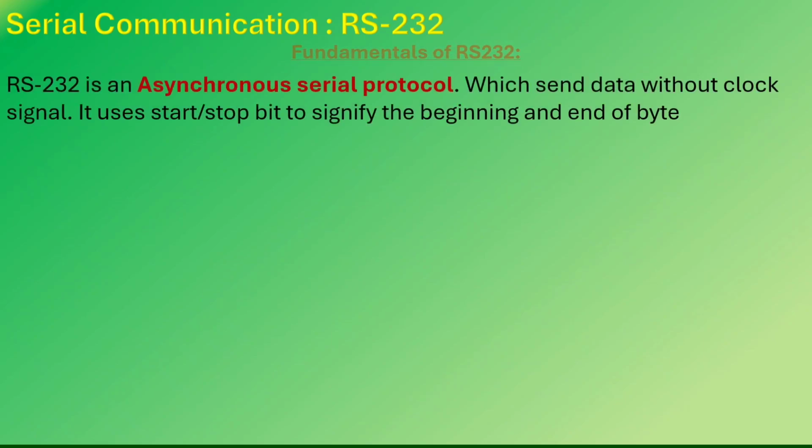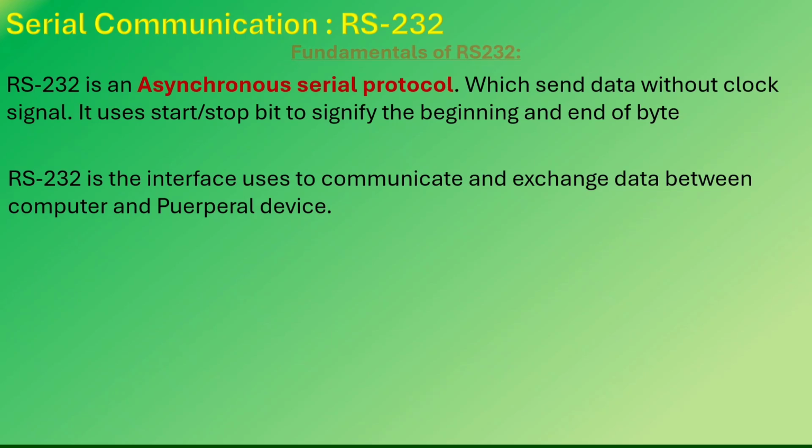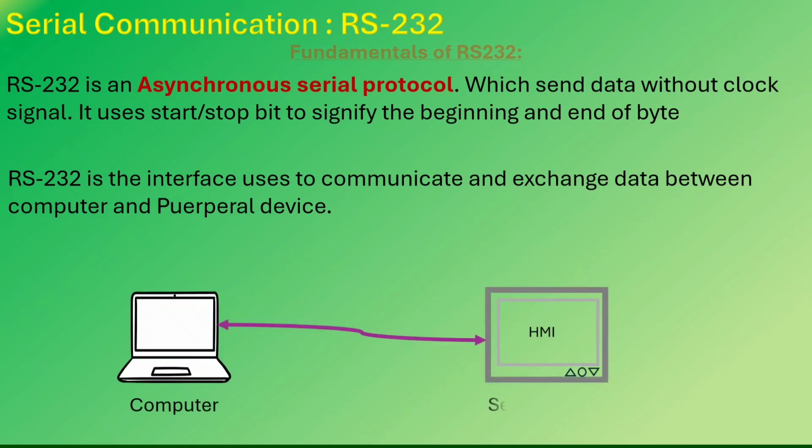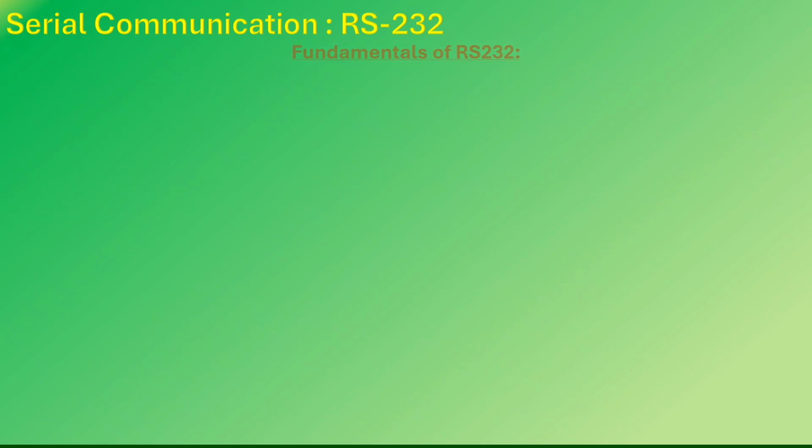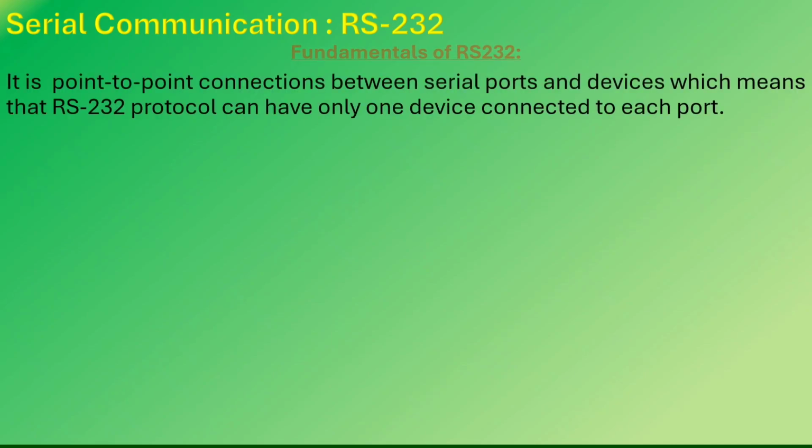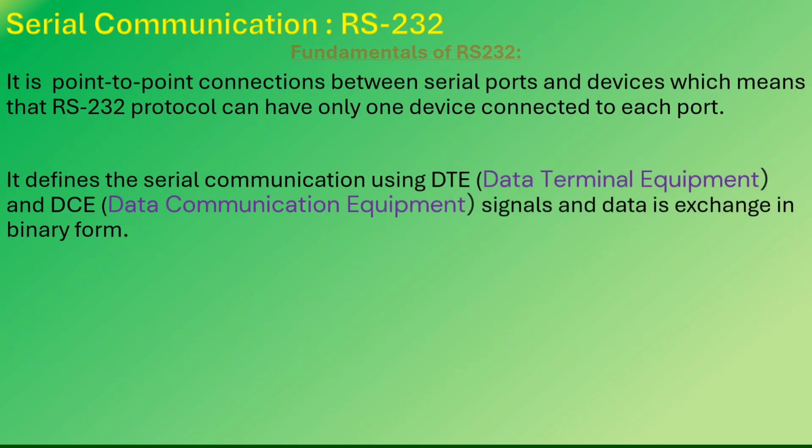RS-232 is an asynchronous serial protocol. It uses start and stop bits to signify the beginning and end of data sent. RS-232 is used in data exchange between computer and peripheral device. RS-232 uses point-to-point connections, which means it can have only one device connected to each port.